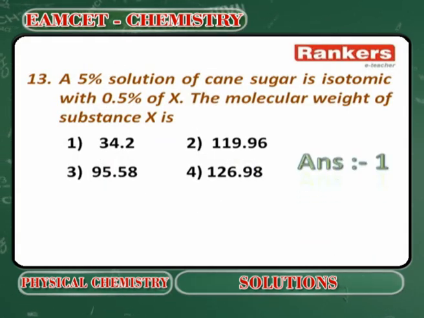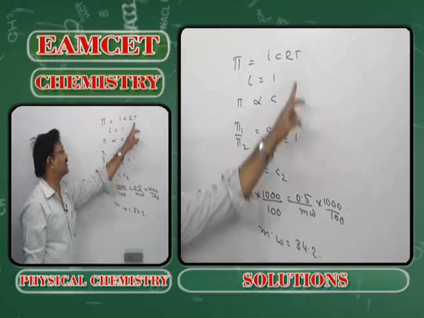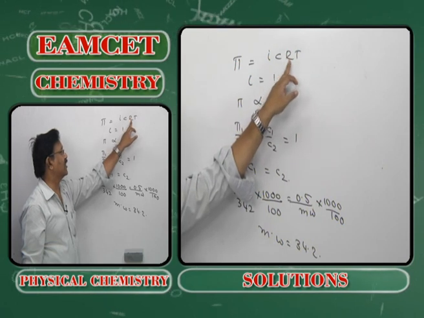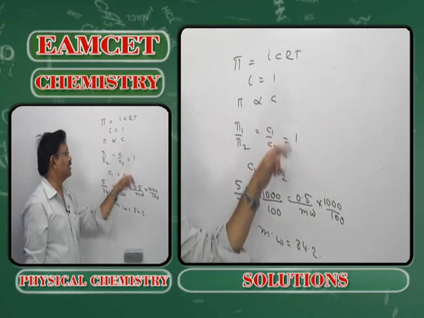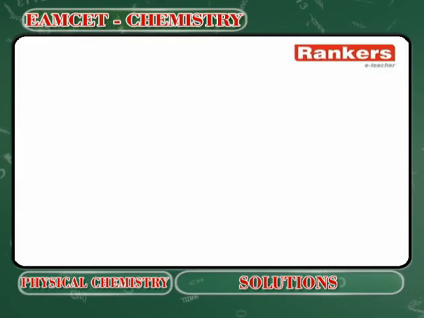This is isotonic, means pi 1 is equal to pi 2. So when temperature is kept constant, R is constant, then pi is proportional to C. This is the way to calculate. Next question.